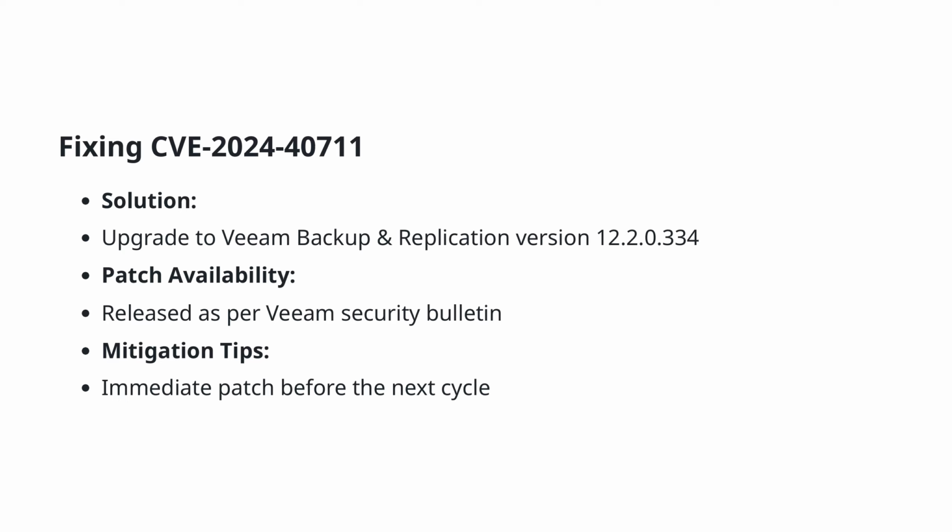In this slide, we're addressing the remediation steps for the vulnerability identified as CVE-2024-40711. To protect your systems from potential threats such as unauthenticated remote code execution, it is recommended to upgrade to Veeam Backup Replication version 12.2.0.334. This update is available as specified in the Veeam Security Bulletin. It's important to apply this patch immediately, preferably before the next scheduled maintenance window, to ensure your environment is secured against this vulnerability. Implementing this solution is a necessary step to safeguard your data and infrastructure from unauthorized access.